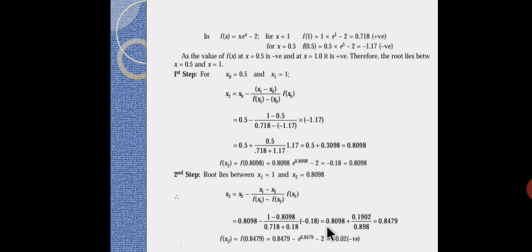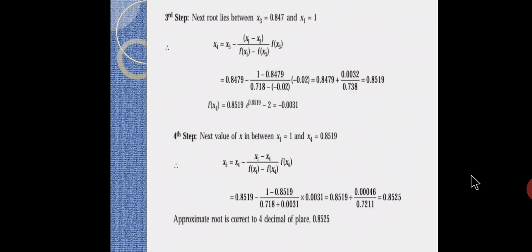0.8479. Now we substitute the x3 value in the given equation. We get f of x3 is equal to minus 0.02, which is negative. Here at 0.8479 the value of f of x is negative. So here 0.8479 replaces the negative root, that is x3 is equal to 0.8479 and x1 is equal to 1 will be the roots for the next iteration.